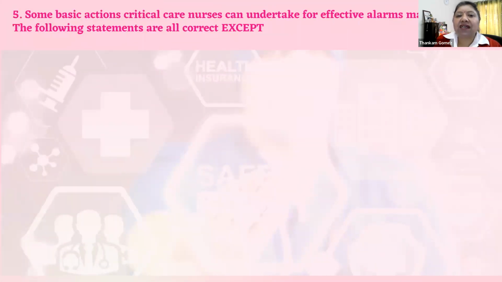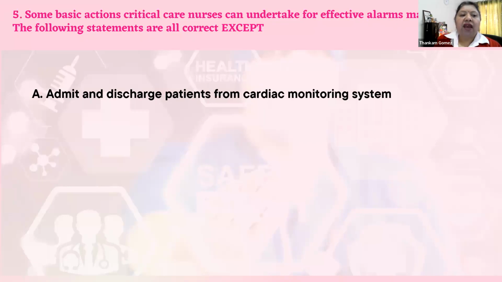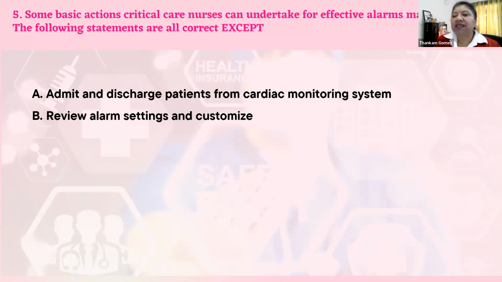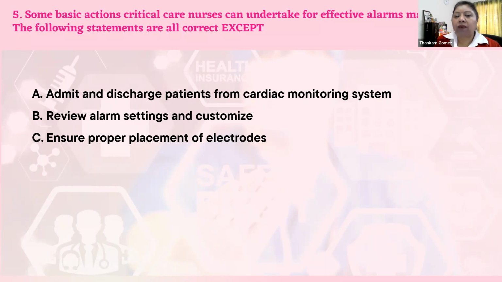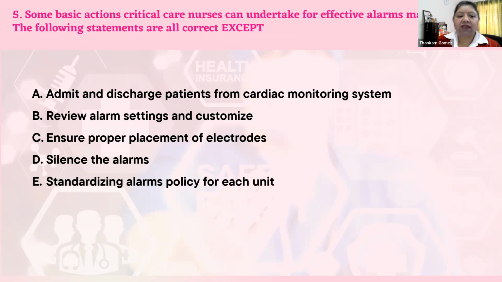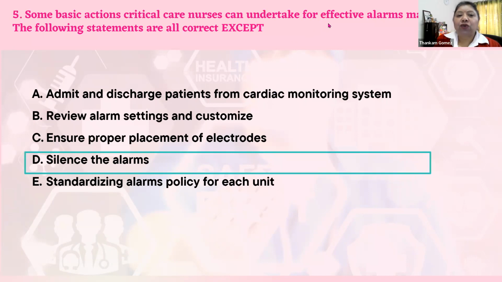Some basic actions critical care nurses can undertake for effective alarm management. Alarm management needs a SOP in place, needs a policy in place, a protocol in place, and it will differ from ICU to ICU. Admit and discharge patients from cardiac monitoring system, review alarm settings and customize, ensure proper placement of electrodes, silence the alarms. What could be the answer? Standardizing alarm policy for each unit. So this is accepted. Silencing the alarm is definitely not alarm management.